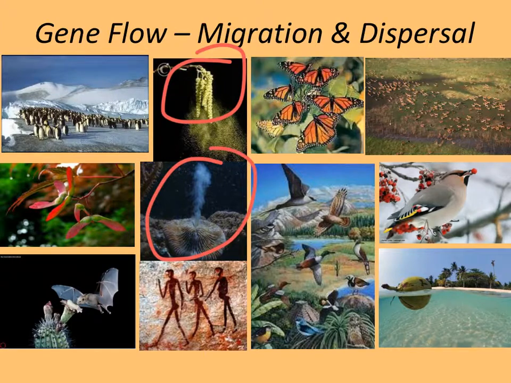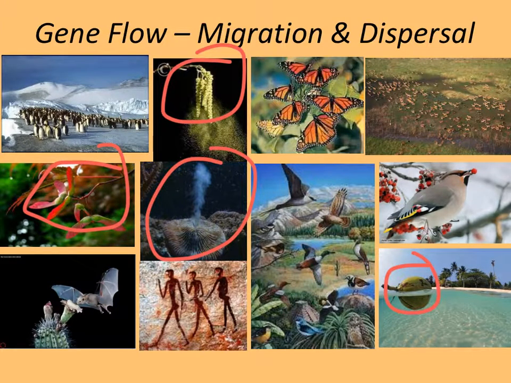This is coral, dispersing either eggs or sperm. One will release eggs and one will release sperm, and there'll be fertilization in the water column, and then they'll float away. There's also seed dispersal, like this and like this.